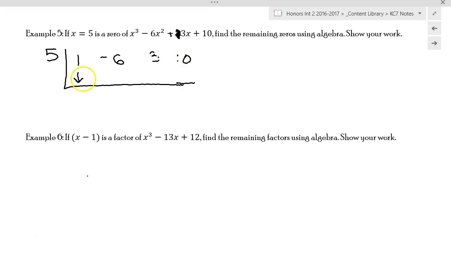Bringing down the 1, 5 times 1 is 5. I get negative 1. 5 times negative 1 is negative 5. I get negative 2. 5 times negative 2 is negative 10. And I get 0. You want to make sure you get 0 there because it tells us it is a zero. So I should get no remainder, right? Thinking back to what we did in target B. So that's your first step, synthetic division.